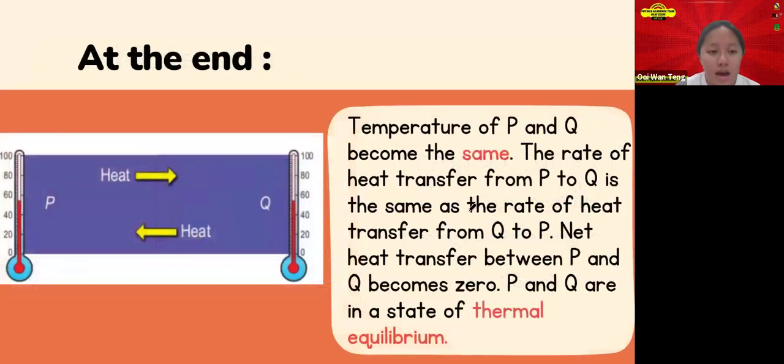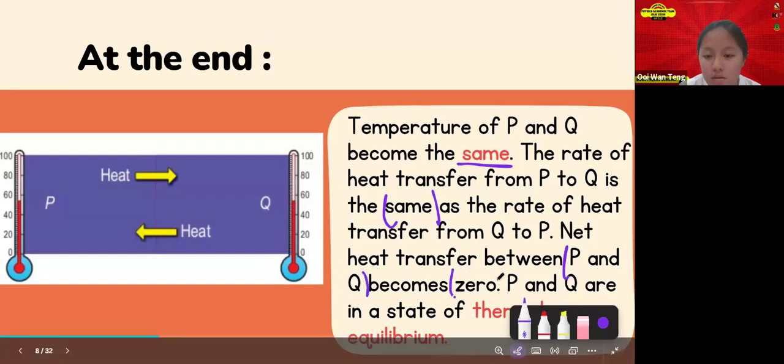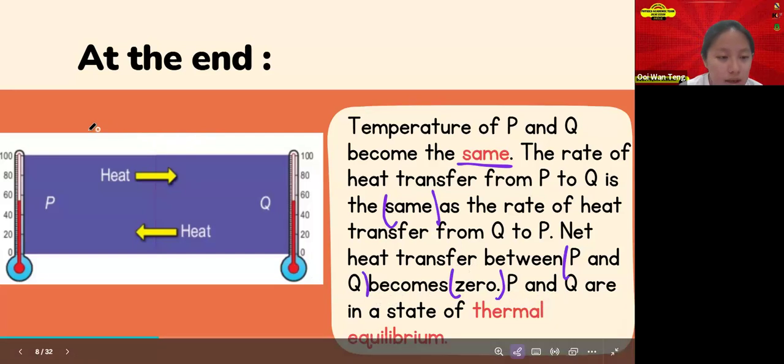Okay, next. And at the end, the temperature of P and Q become the same, and the rate of heat transfer from P to Q and the rate of heat transfer from Q to P is the same. And the net heat transfer between P and Q becomes 0. So P and Q are now said to be in a state of thermal equilibrium.